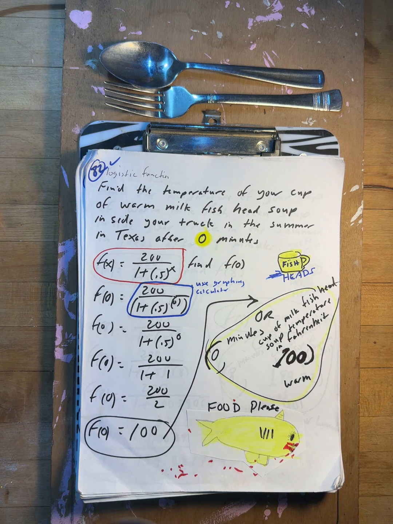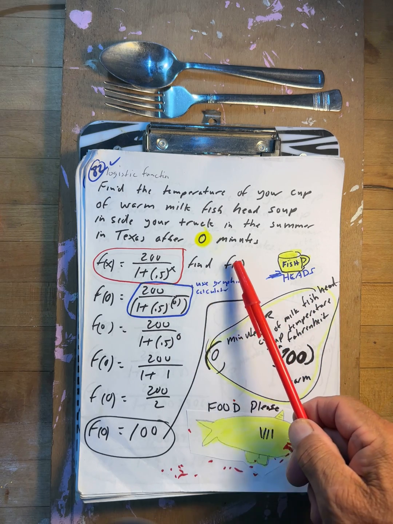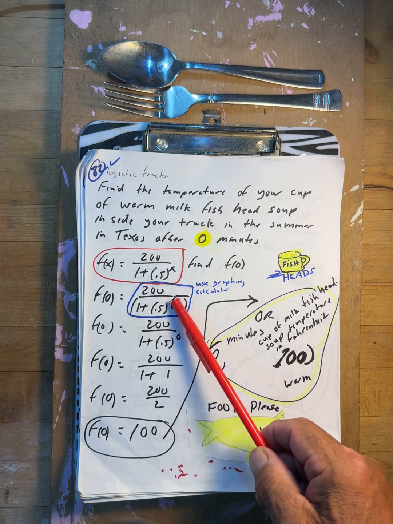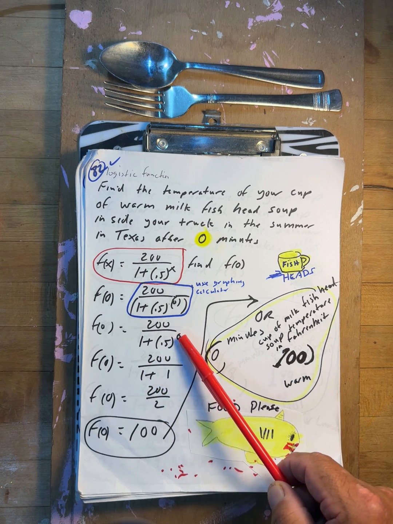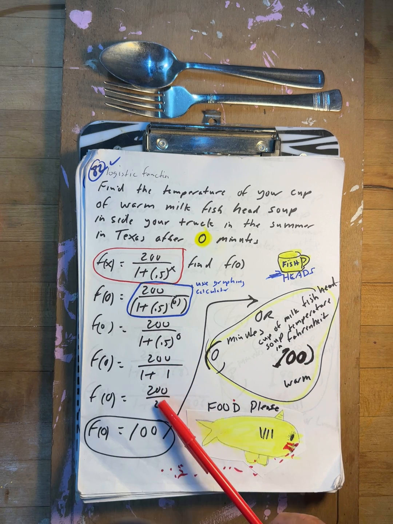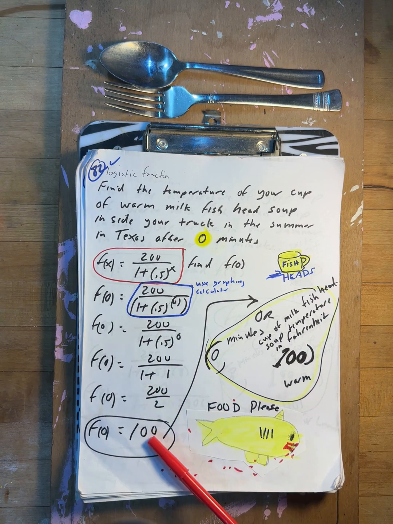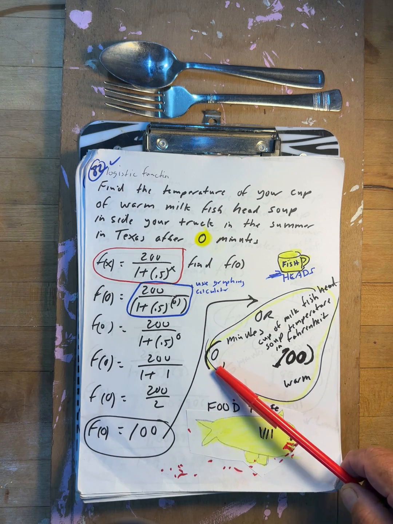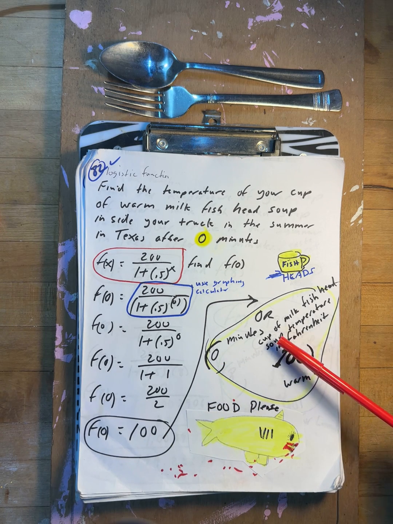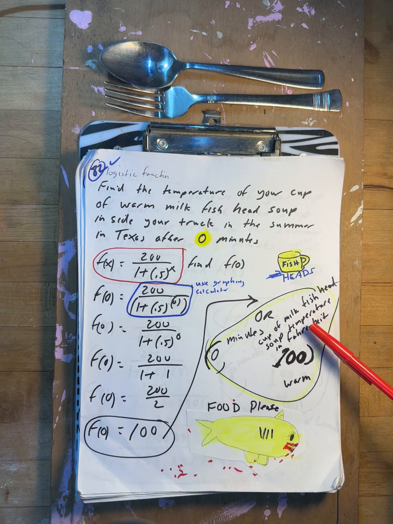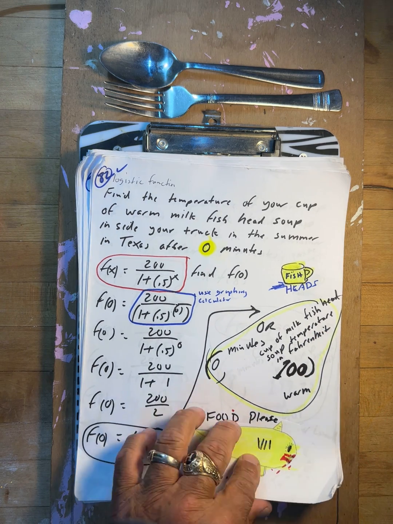All right. Next one is find the temperature of your cup of warm milk fish head soup inside your truck in the summer in Texas after 0 minutes. So you get inside the truck, 0 minutes have gone by. Put a 0, f of 0 function, f of 0. So 0.5 to 0 is 1. 1 and 1 is 2. Divide these numbers, it's going to give you 100. So after 0 minutes, the cup of milk fish head soup temperature in Fahrenheit is going to be 100 degrees. It's just warm. Okay, food please.